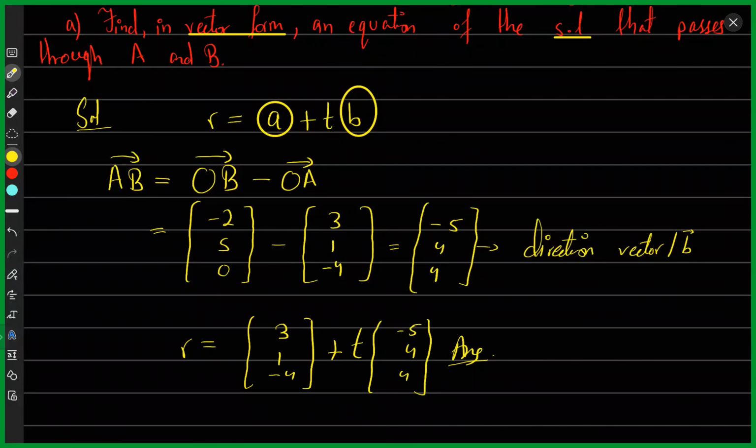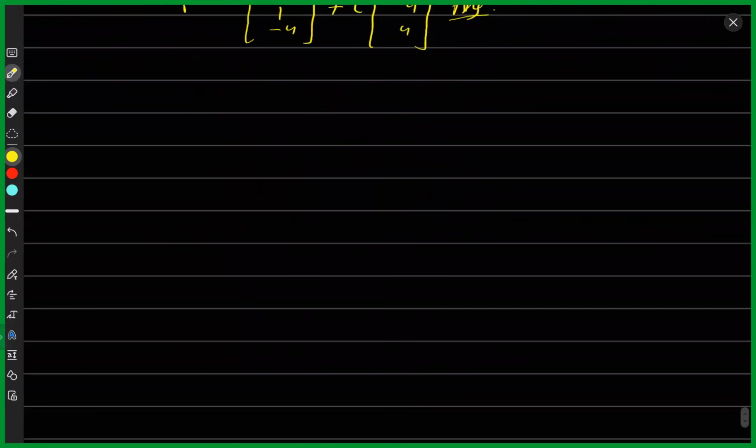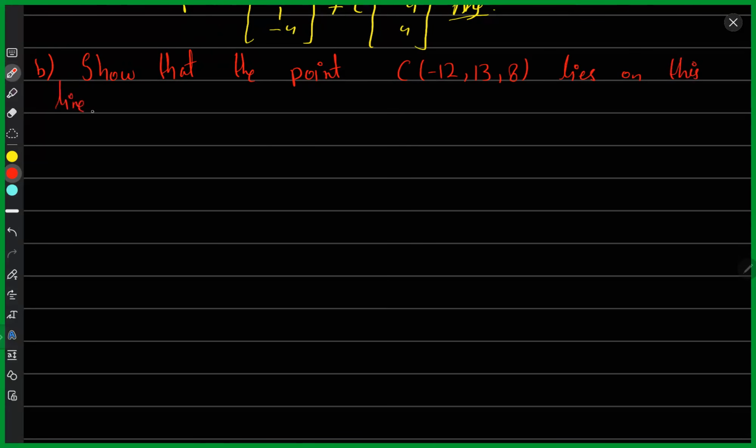The next part of the question says, it's part B. It says, show that the point (-12, 13, 8) lies on this line.